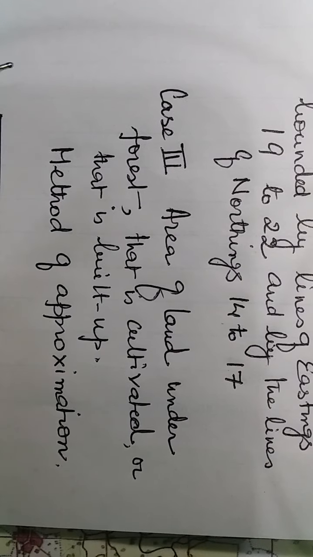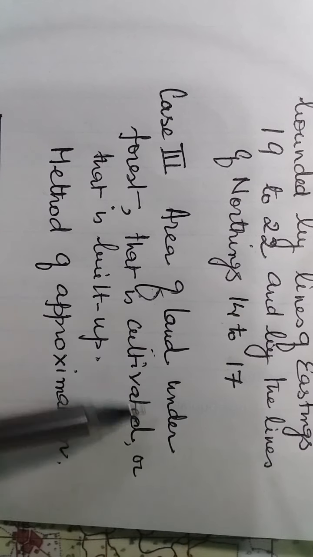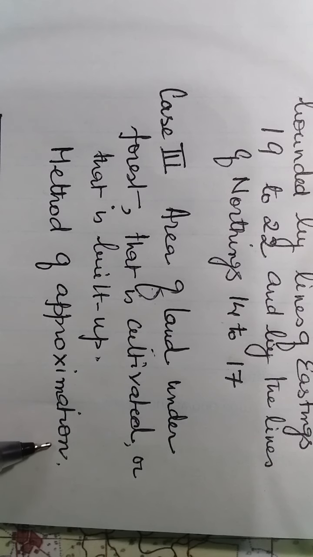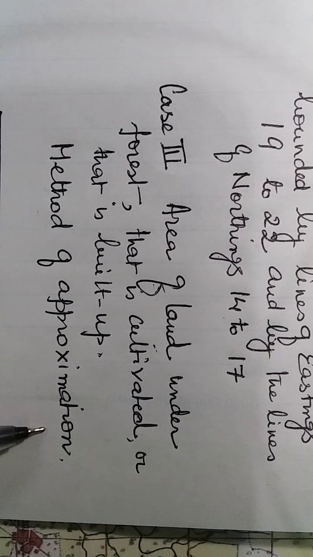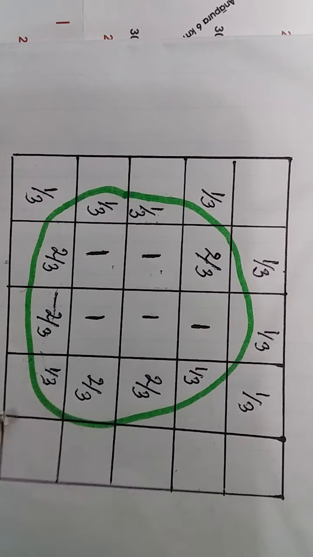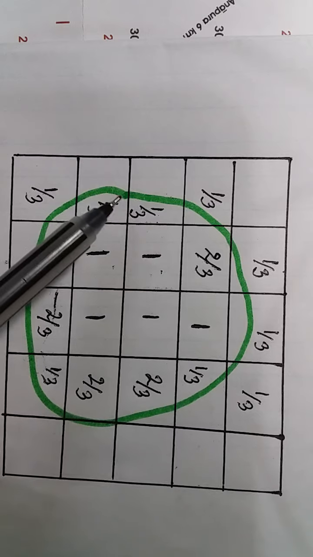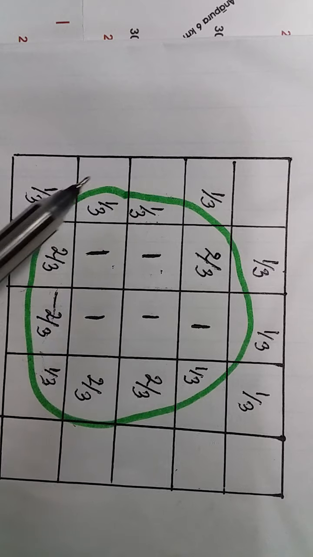Now let us take the third case. Area of land under forest or land that is cultivated or that is built up area through the method of approximation. So first let us understand what is this method of approximation. So for example, I have taken few grid squares here. You can see very clearly these are the grid squares, and we have to find out the area which is enclosed by the green line.